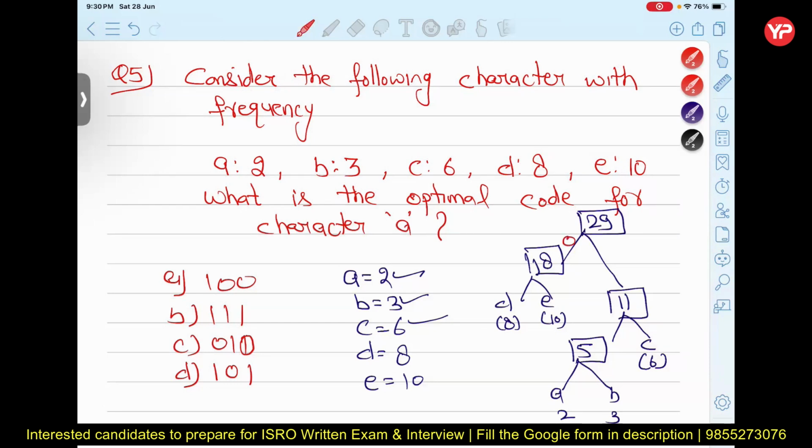So now see what is the code. It is 0, 1, 0, 1, 1, 0, and 1. So what is the code for A? A's code is 1, 0, 0, 1, 0, 0. So A is the right answer, my dear student. A is the right answer for the code of A. Huffman coding is a data compression technique which says to give the maximum number of bits to a code whose frequency is less and vice versa.